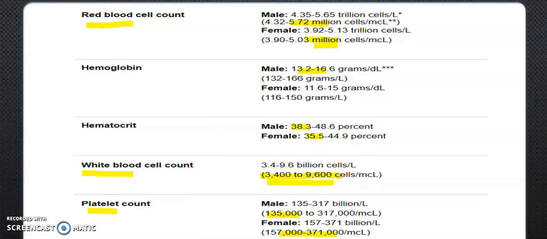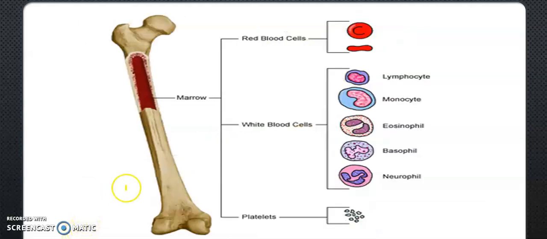Where do all these cells come from? Well, in our body, they come from our bone marrow, as you can see right here. This is the bone marrow, the red bone marrow, to be more specific. You have only one type of red blood cell, one type of platelet, but there are 5 different types of white blood cells, as you can see right here.